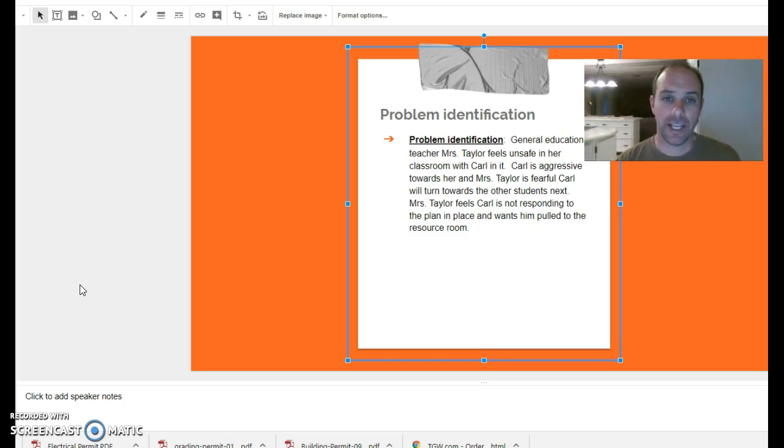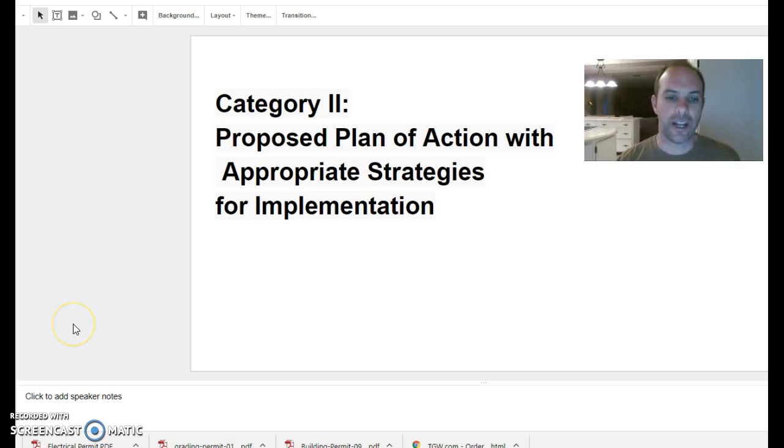She feels threatened, and the students in her classroom also feel threatened by this young man named Carl. He's aggressive toward the teacher, and the teacher fears that it's going to get only worse and escalate toward the other students, and she wants him pulled out of the classroom and placed in something called a resource room with workbooks for the rest of the day. That was her quote. So that takes care of category 1.